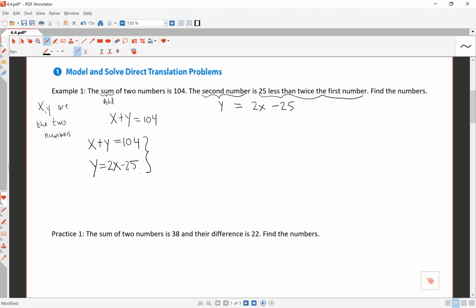Since the second equation tells us what y is, we will solve by substitution. The first equation says x plus y is 104, and we know that y is 2x minus 25. So our equation says x plus 2x minus 25 is 104.